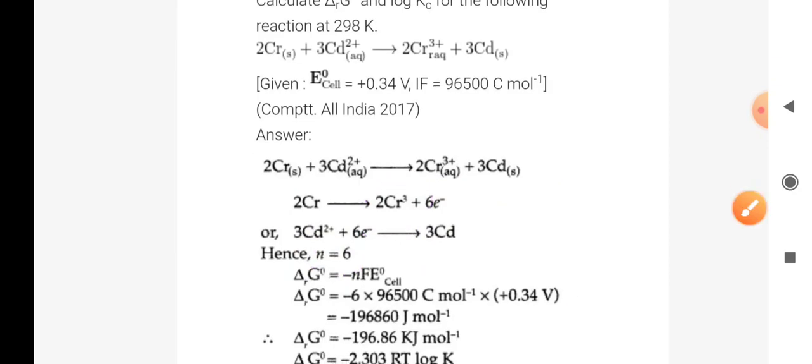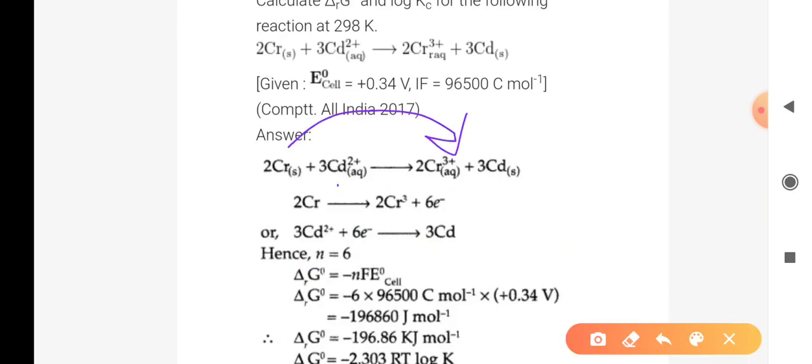The 6 electrons which are donated by chromium will only be accepted by cadmium, means total transfer of electron is 6, not 12, because the 6 electrons which are donated by chromium will be accepted by cadmium. So N is equals to 6 here. So we write the value of N, F and E naught cell is given, that we will put, and we can solve this. We can calculate the value of Gibbs energy change.